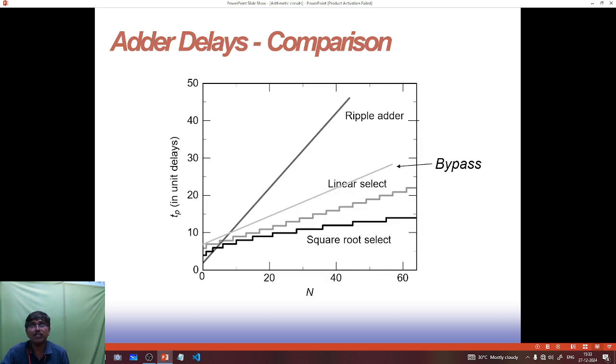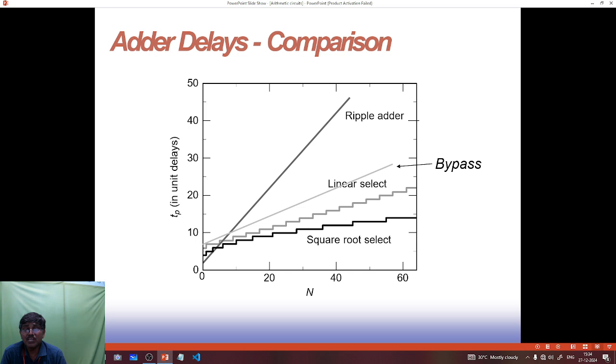Now some performance graphs are given on the adders' delay comparison. Here there is a graph drawn between the number of cycles and the time unit delays. Here it is 20, 40, 60 cycles. Here it is the square root select, here it is the linear select, and here it is the ripple adder. We are familiar that the ripple adder has more delay compared with the linear select adder or bypass adder. When you compare with the square root select adder, the delay is totally reduced.